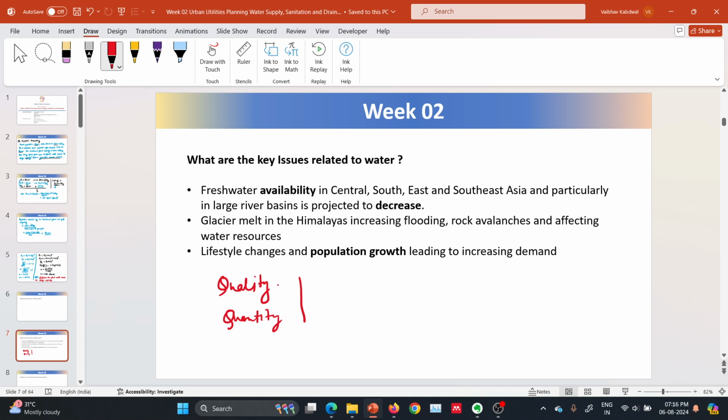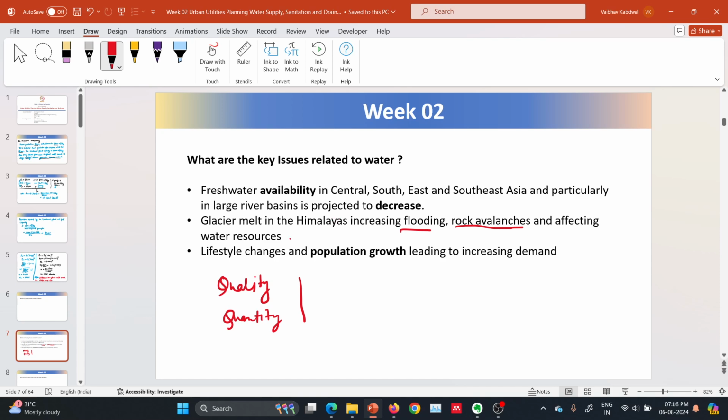Quality is deteriorating day by day, quantity is getting reduced because of the wastewater we are producing. We are producing wastewater out of fresh water, and the population is increasing and the glaciers are melting. Because of that, flooding, rock avalanches, in snow when it falls with soil and rock. These are rock avalanches. These are affecting the water resources.